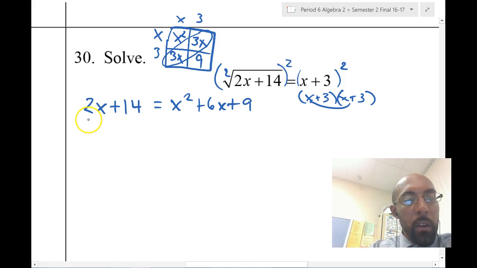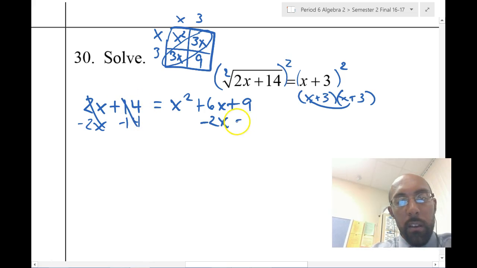Okay, so first we're going to cancel out this 2 by subtracting it from there, and also cancel out this 14. Cancel it and take it away from its like term. So now I just have 0 here.